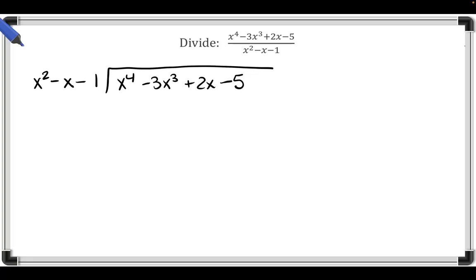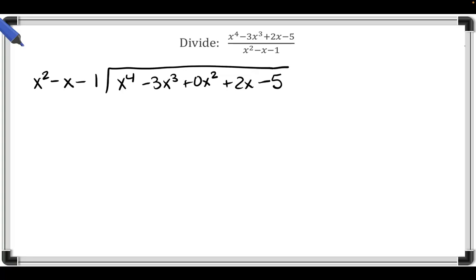Now here's the thing that you want to remember: if you have any terms that are missing, in this case we're missing an x squared term, we want to make sure that we include this and have a 0 in its spot. So any zeros for any missing coefficients. Now, what we're going to be doing is divide, multiply, and subtract. Those are our 3 steps.